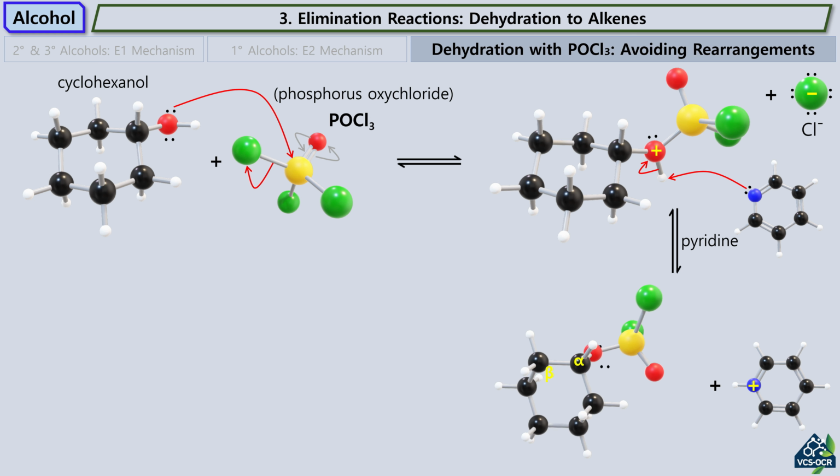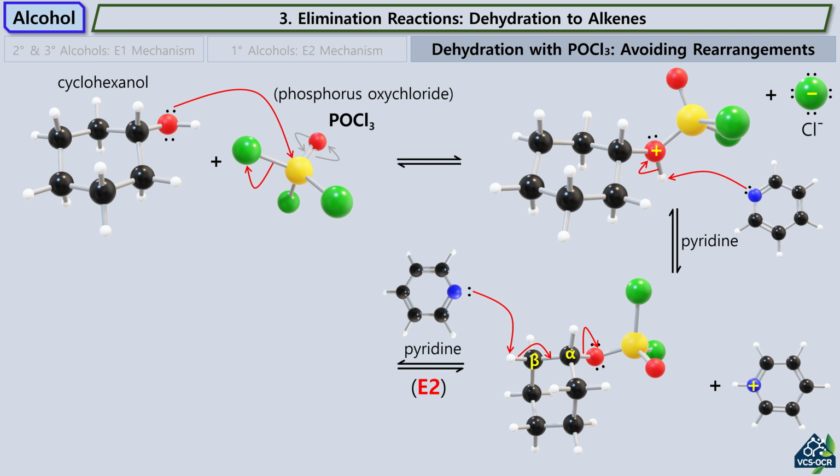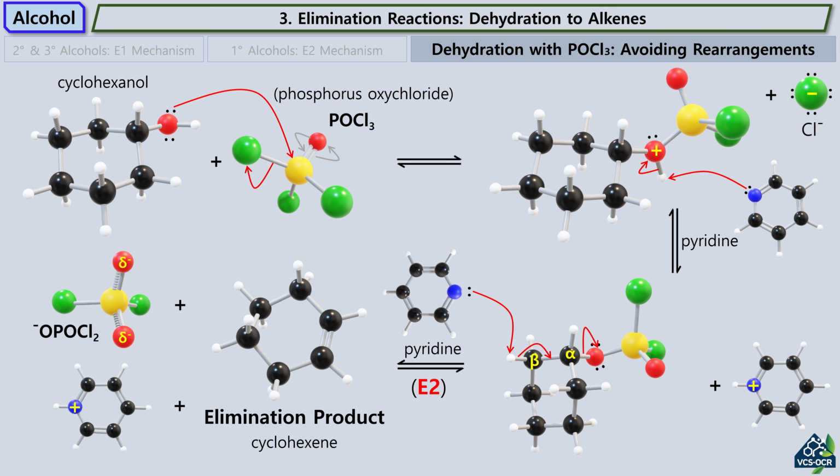Because this method bypasses carbocation formation, the carbon skeleton remains intact, providing a clean route to the desired alkene without any structural shifts.